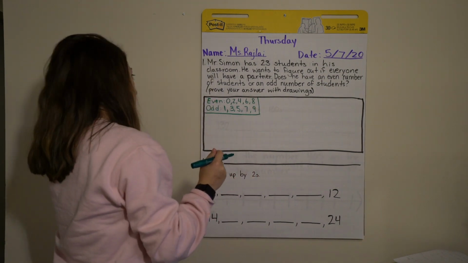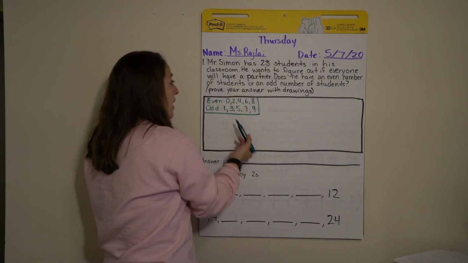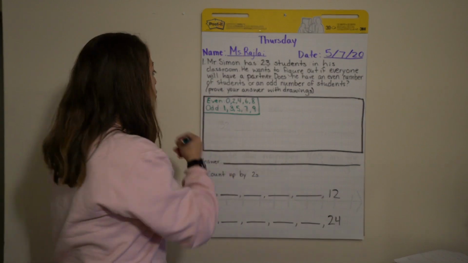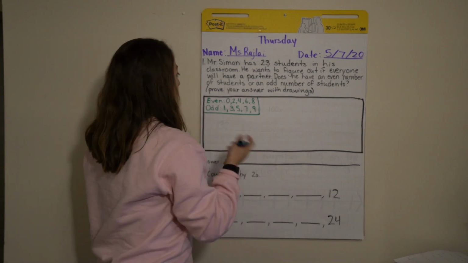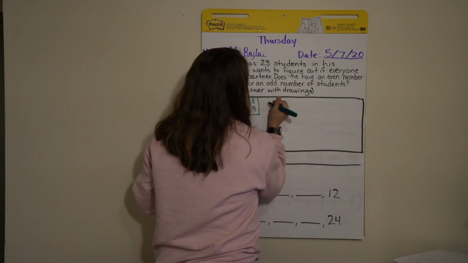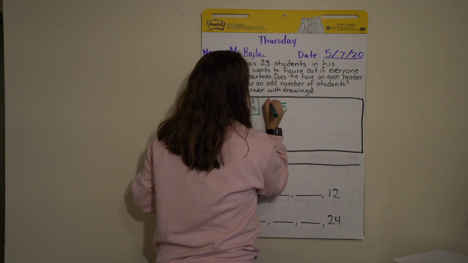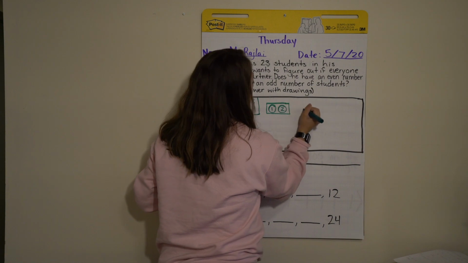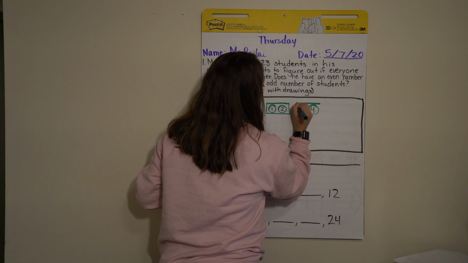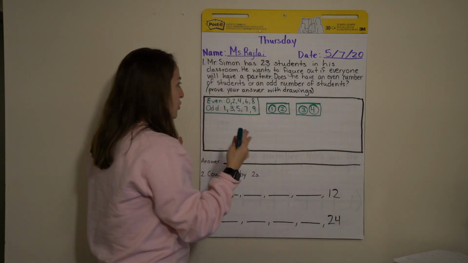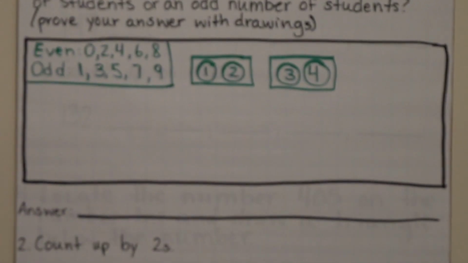Okay. So looking at this number, looking at the ones place, I can tell it's already odd, but I want to double check and make sure. So I'm going to draw pictures and see if everyone has a partner. So I'm going to do the same thing I did yesterday. So 1, 2, 3, 4. And I actually want you to do the rest on your own and see what you get for your answer. You can do that now.